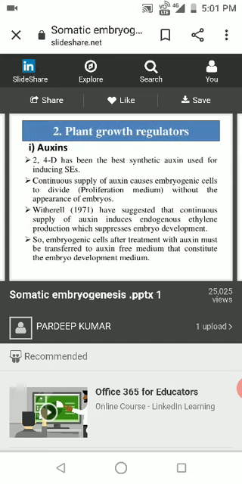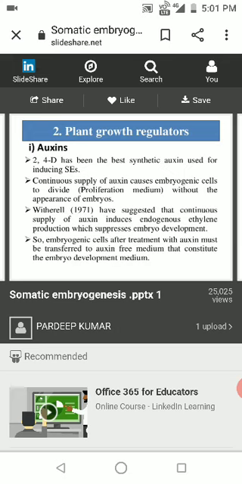Now, plant growth regulators. Auxin is the most important. 2,4-D has been the best synthetic auxin used for inducing somatic embryogenesis. So this may be a fill-in-the-blanks question: which auxin is best for the formation of somatic embryos? Then your answer should be 2,4-D.